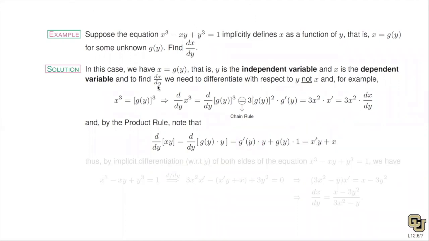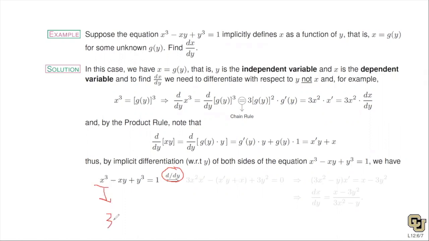So, okay, here's how I would do the problem if I was just doing the problem. Here I've written way more than I need to because I wanted to explain it. Starting with the given equation, x cubed minus xy plus y cubed equals 1, I take the derivative of both sides with respect to y. The derivative of x cubed: the derivative of the outside is 3x squared times the derivative of the inside, dx dy, or just 3x squared x prime.